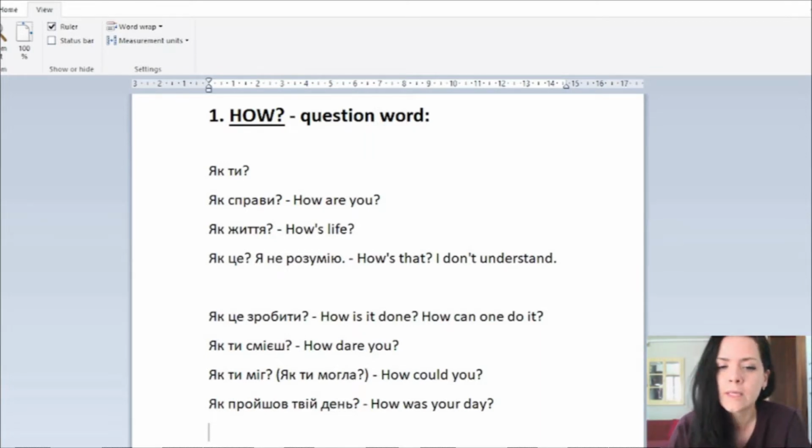Another instance. Як пройшов твій день? Again, because many of you are asking me for literal translations. So, як means how. Пройшов means have passed, right? Твій means your, and день means day. So, how did your day pass, right? Or how was your day if we use normal English.